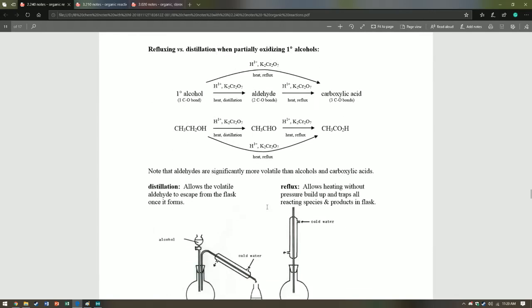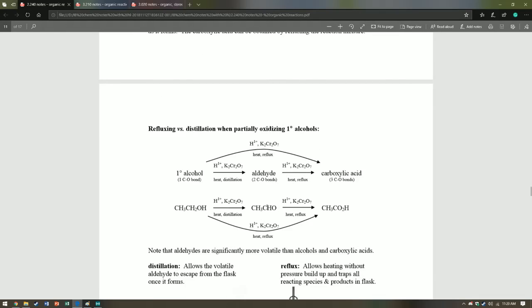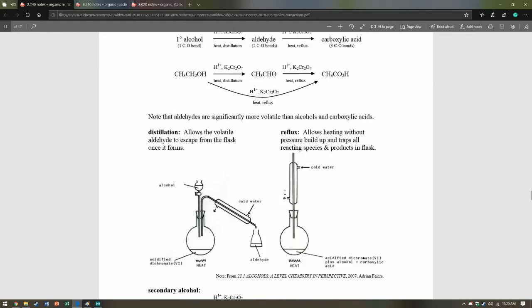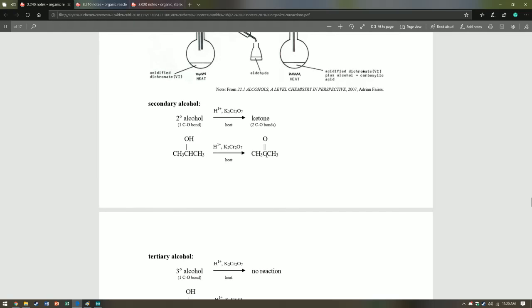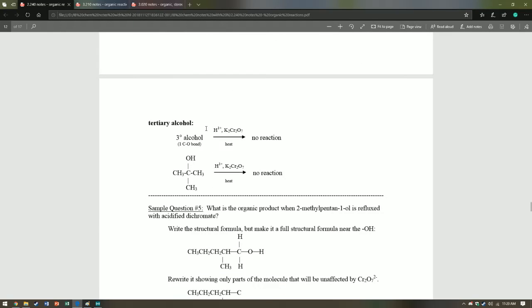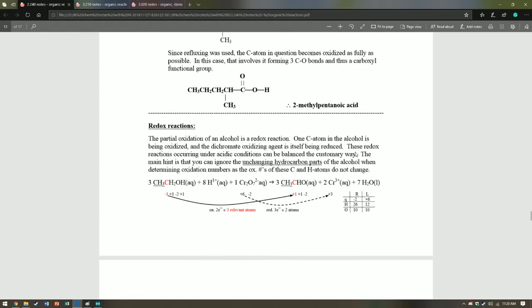So that's the primary alcohol, depending on the types of conditions. To summarize, primary alcohols will undergo partial oxidation to form aldehydes if under distillation, or carboxylic acids if you reflux the mixture. Secondary alcohols always form ketones, and tertiary alcohols will not react at all.